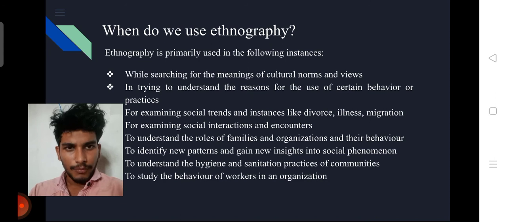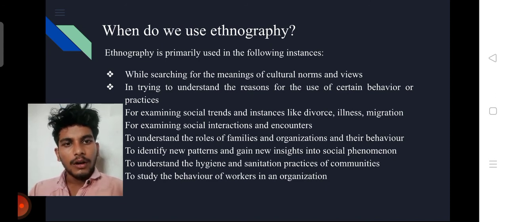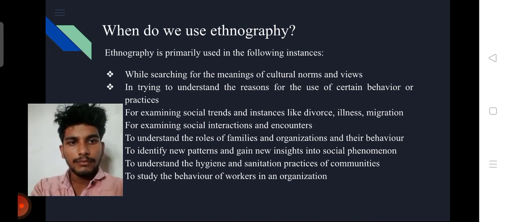It also helps to understand hygiene and sanitation practices of a community, and it helps in understanding the behavior of workers in an organization.